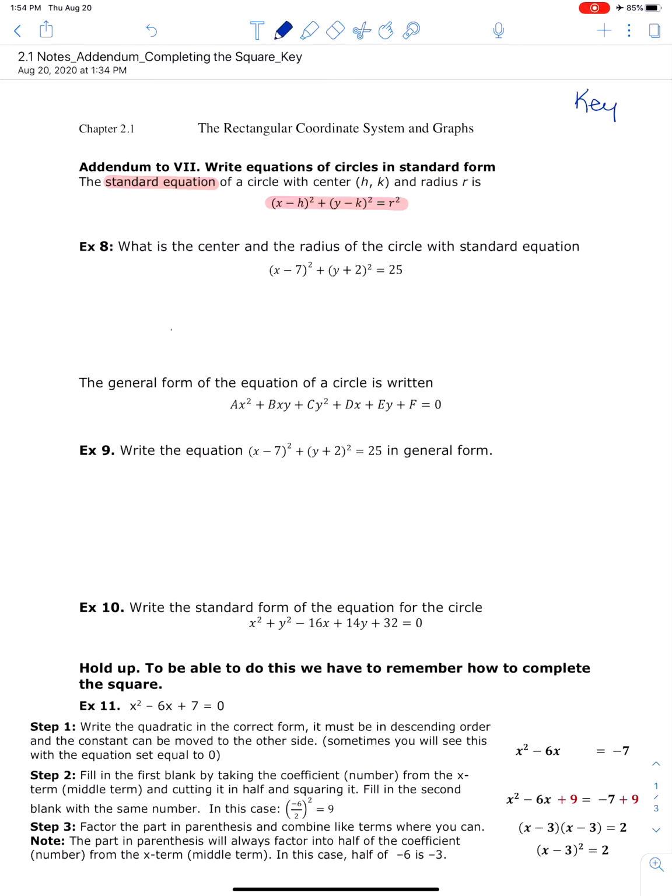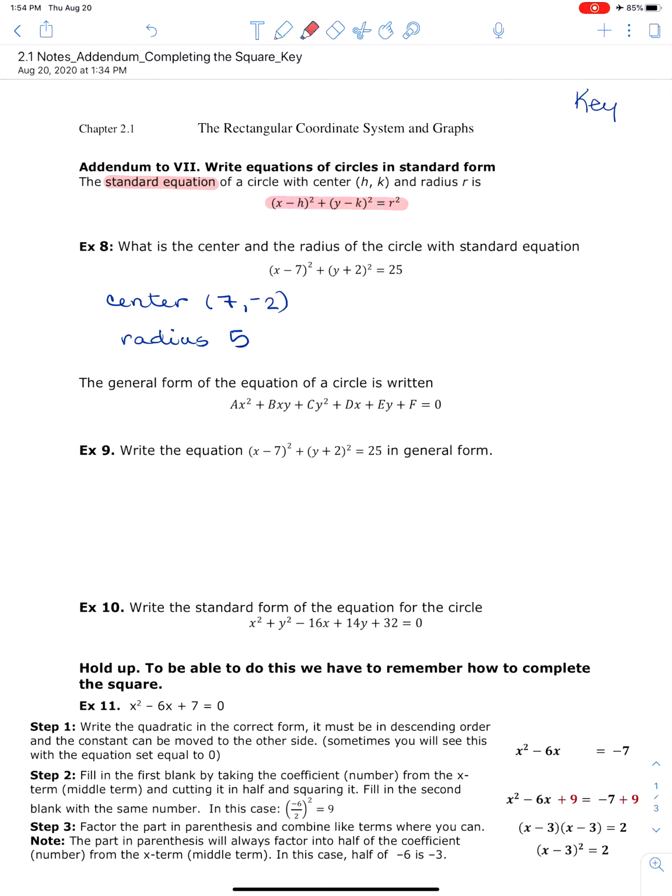And we like it in that form because it makes it really easy for us to identify the center. Here it's (7, -2). Sorry, our equation is (x - 7)^2 + (y + 2)^2 = 25. And then our radius is the square root of 25, so our radius is 5.